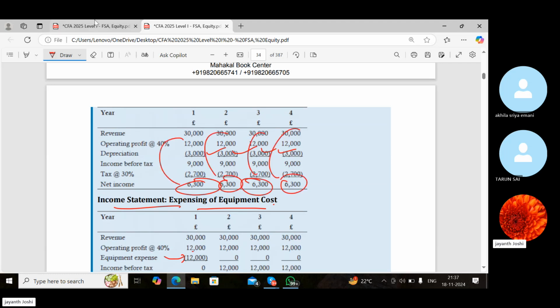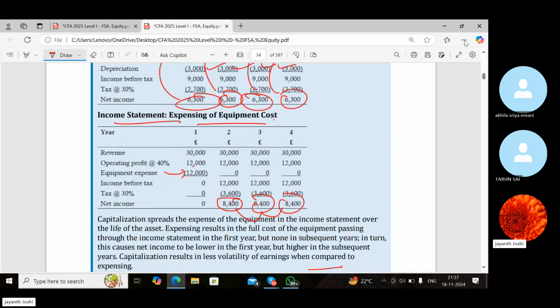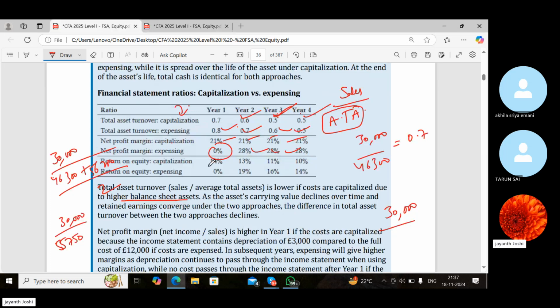That is done. But in case of expensing, in the first year itself, you will be showing the entire equipment here. So the first year will be 0. And in the coming years, you have no expenses, so your ratio will be very high. 8,400 divided by 30,000, so almost 28% every year. That is calculated.